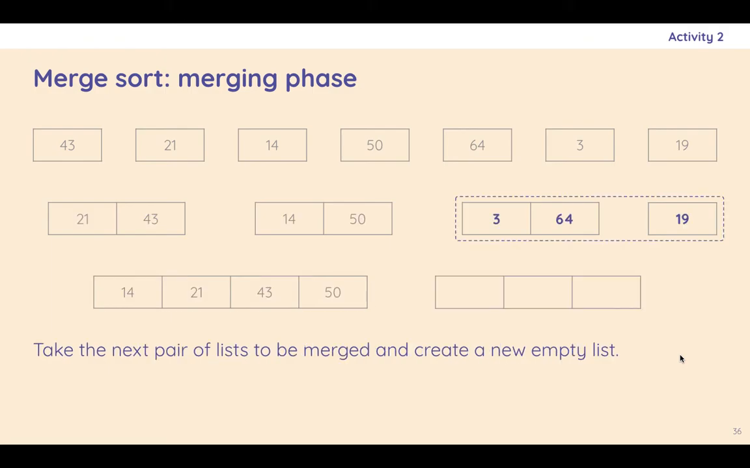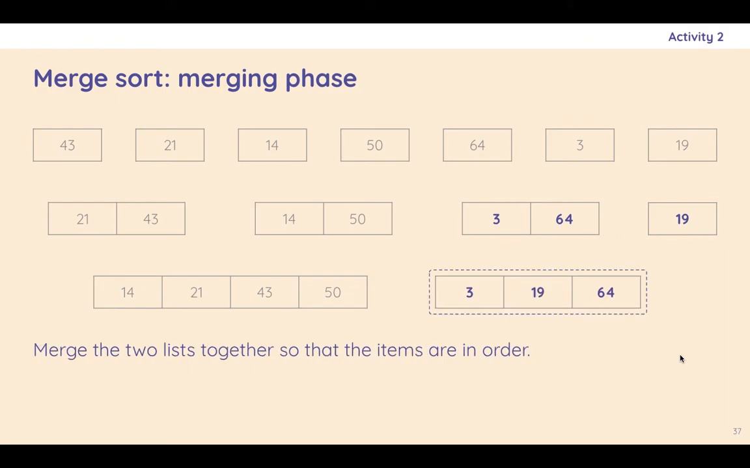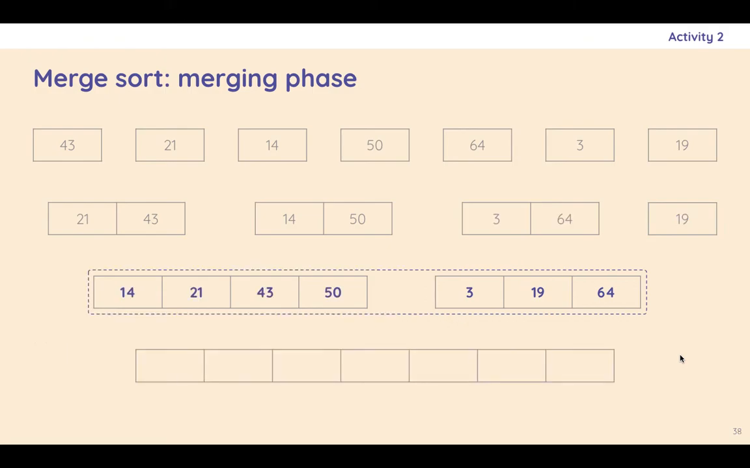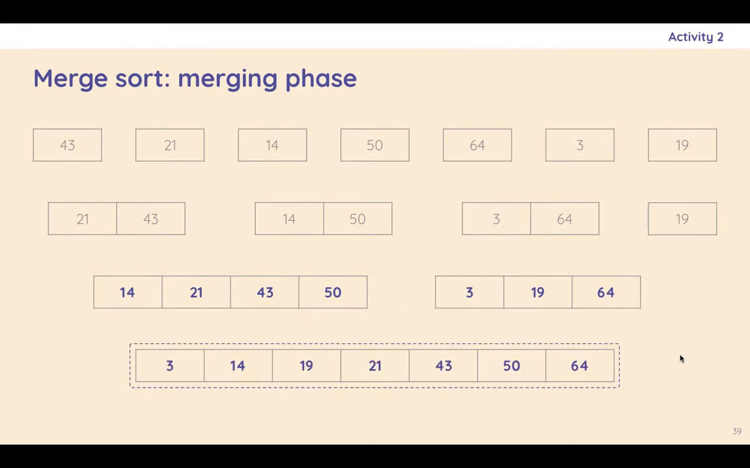We've got 3 and 64 and 19, and we will end up, when we merge those two together using that merge that we looked at earlier, 3, 19, 64. So now we have two lists, each one is in order, and we need to merge them together to make one list that's in order. And so we do the same thing again.